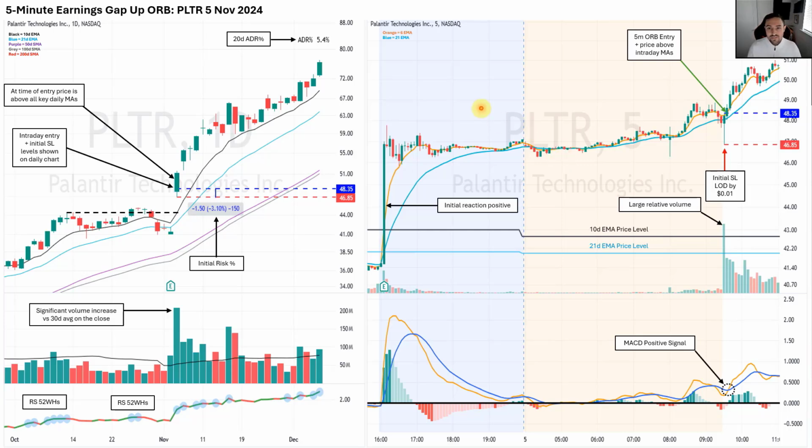With PLTR on the daily chart, there's a couple of things that I'm looking for, whether it's a significant news catalyst, whether it's an earnings catalyst in this event here. What I want to see on the daily chart is the stock above all key daily moving averages. On my charts, the black line is the 10-day EMA, blue line 21-day EMA, purple line 50-day simple moving average, the gray line is the 65-day EMA, and the red line, which would be somewhere off the chart down here, is the 200-day simple moving average.